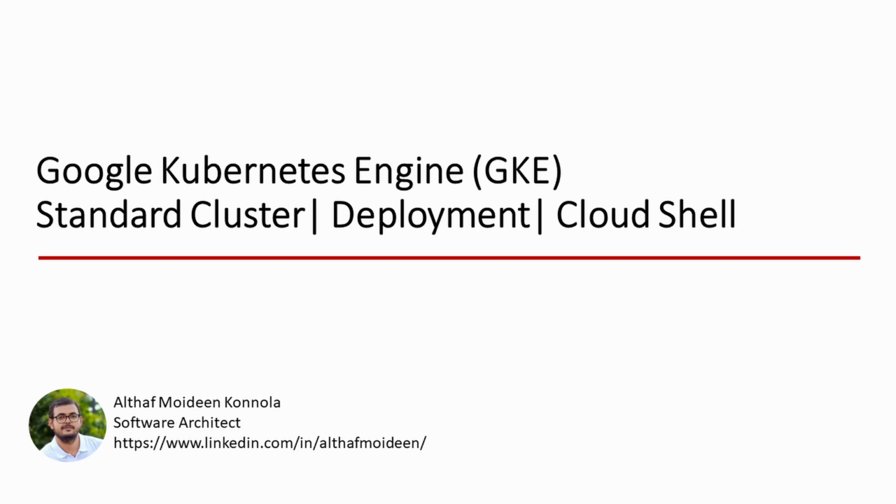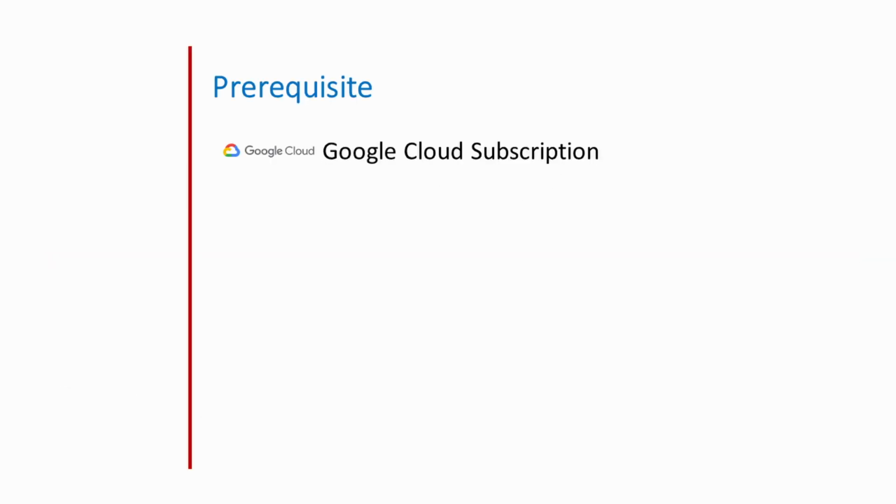In this video we will look at how we can create a standard cluster in Google Kubernetes Engine. Also, we will look at how we can deploy a sample .NET Core Web API. Additionally, we will connect the cluster from Cloud Shell. Before we start, we need a Google Cloud subscription and a basic understanding of cloud and GCP.